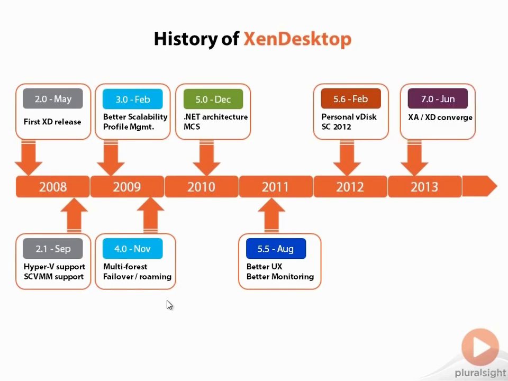In 2013, we saw version 7 come out, again in the June timeframe, and that was the XenApp to XenDesktop convergence that we're going to be talking about throughout this course, and that was a cornerstone in the XenDesktop product development cycle. Also in 2013, in the October timeframe, we saw XenDesktop 7.1 see the light with some enhancements again to version 7.0.